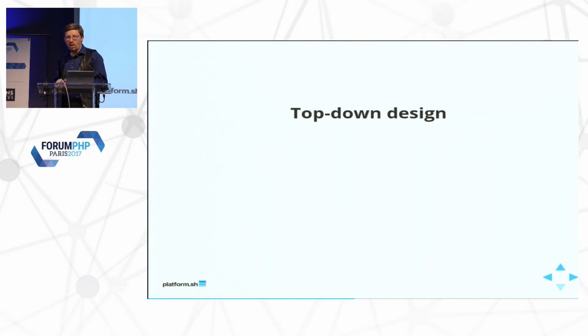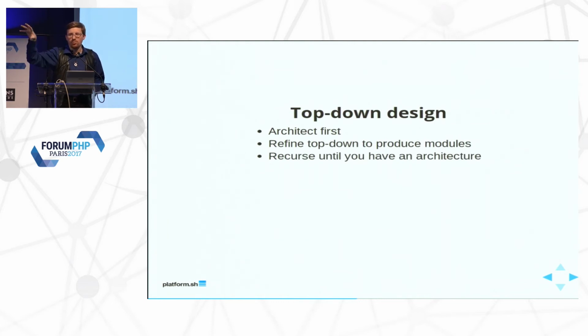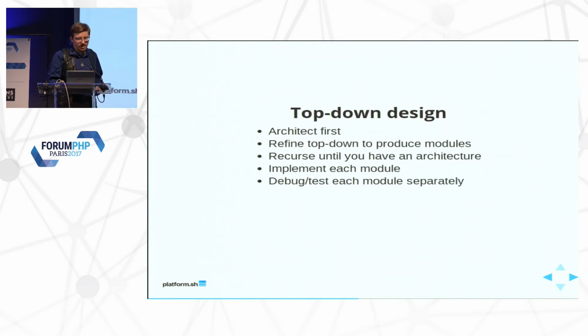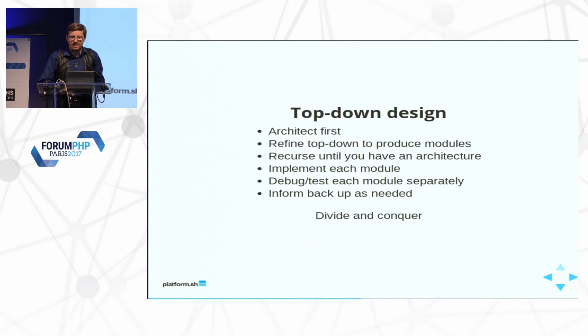Brooks argues that this requires top-down design, which means architect the system first. Don't just start coding. Architect the system first. And refine top-down from your high-level picture of what the system is supposed to do to produce modules and submodules, and keep breaking that problem down. That is your architecture, your problem broken down into discrete pieces that you can then work on independently, debug independently, and as you find issues, inform back up. This is an iterative process where your work should inform your architecture. It's not strictly top-down, set in stone. Basically, divide and conquer, which is the best way to approach any problem in any science, computer or otherwise.